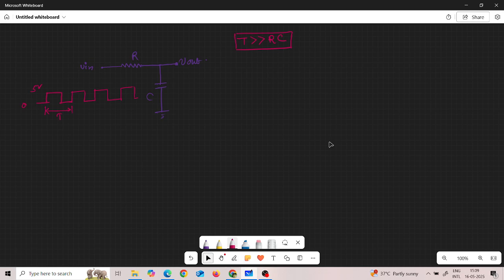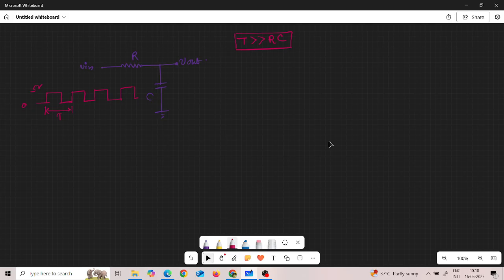Hello. Today we are going to discuss the same circuit that we discussed in the previous video. The only thing that has changed is our input. Instead of a step input, we are using a pulse input whose value changes from 0 to 5 volt. The input waveform has a 50% duty cycle, so for T by 2 amount of time it is high, and T by 2 amount of time it is low for one cycle.